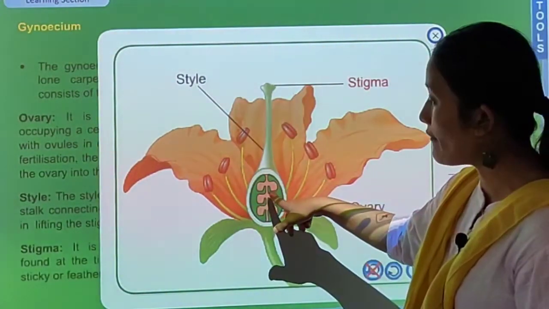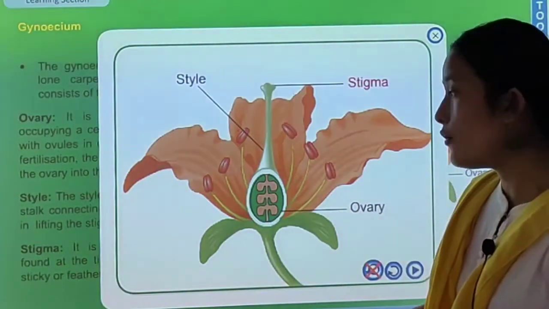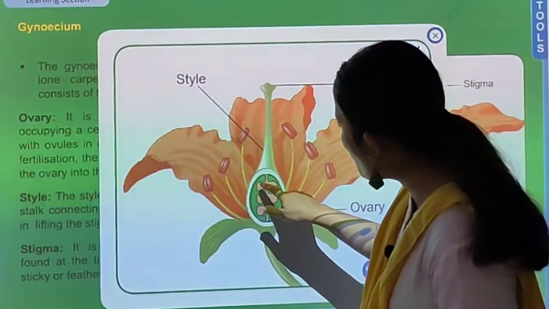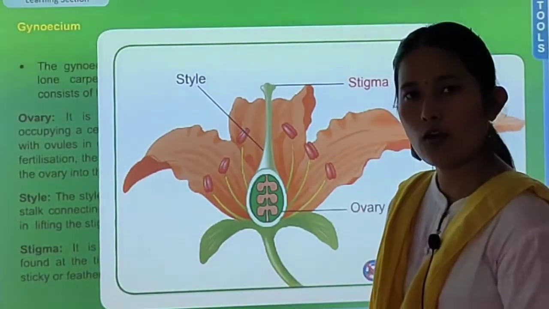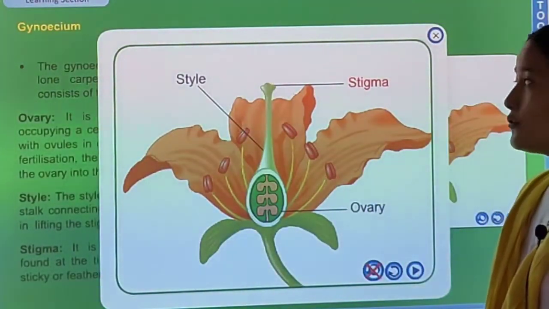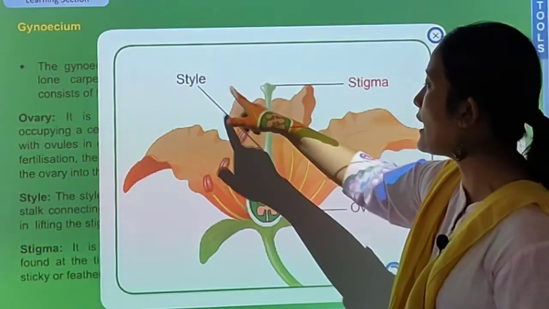Then you have the main female reproductive part, your ovary. Inside the ovary you have ovules. Now the places where these ovules are placed are known as placenta. So what are the parts of a Gynoecium? You have stigma, you have style, you have ovary.